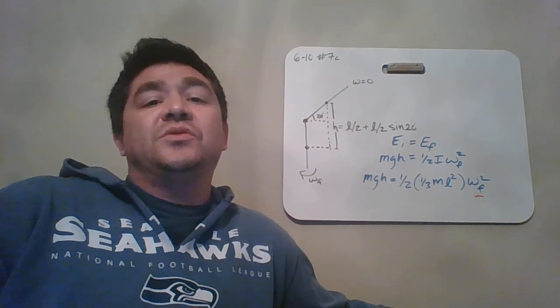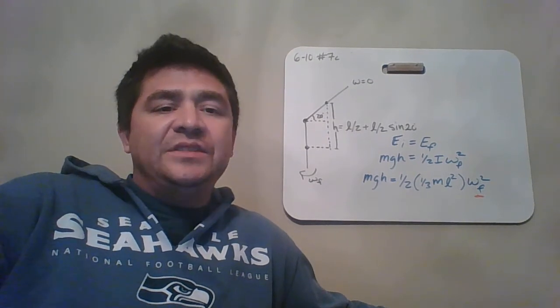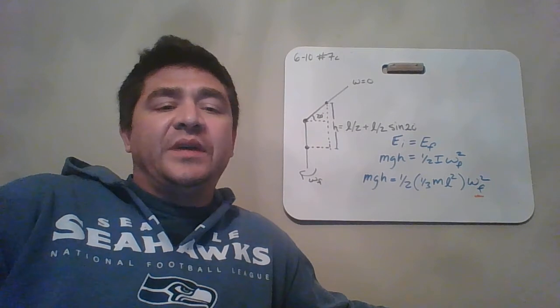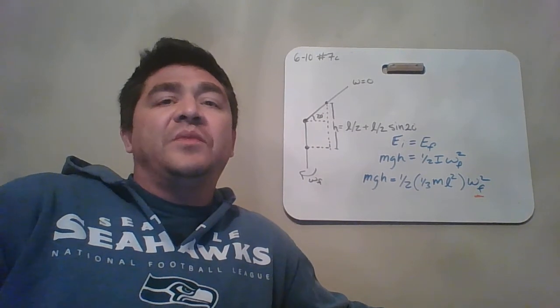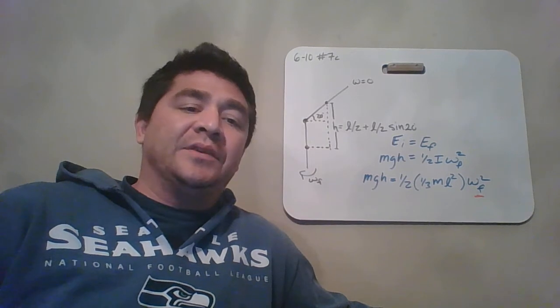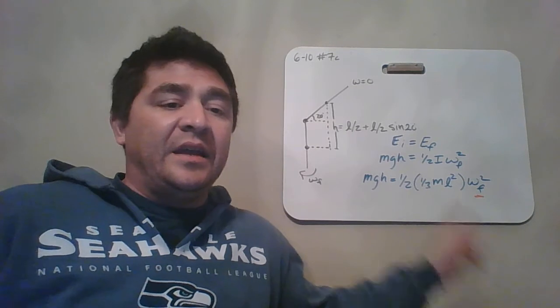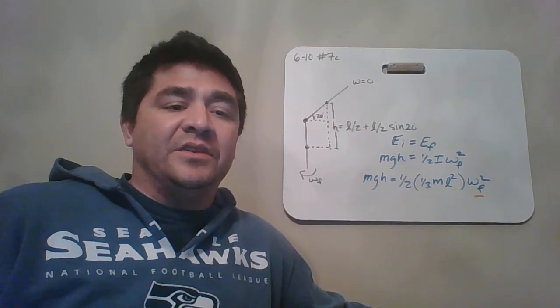And then we're going to use rotational kinetic energy as our final type of energy. There's no other types here. And so we've got 1/2 I omega squared, where the moment of inertia of a stick rotating around its endpoint is 1/3 ml squared, right? And then we have our final velocity squared. And from that, you can solve for the final velocity.